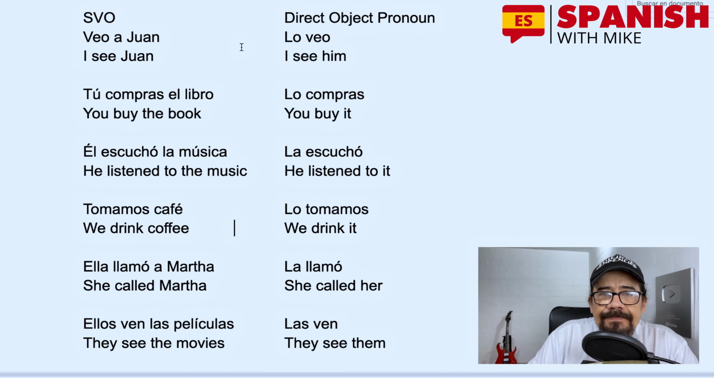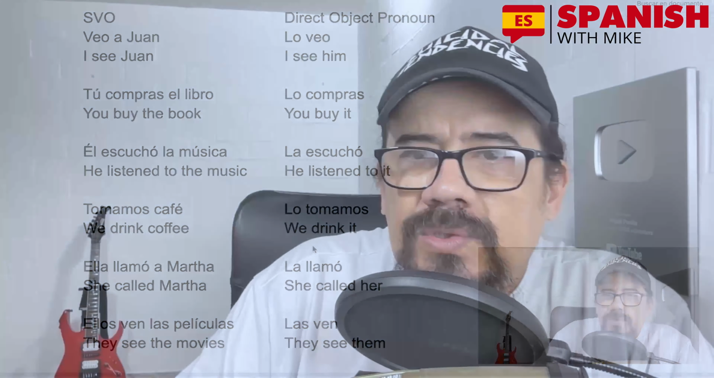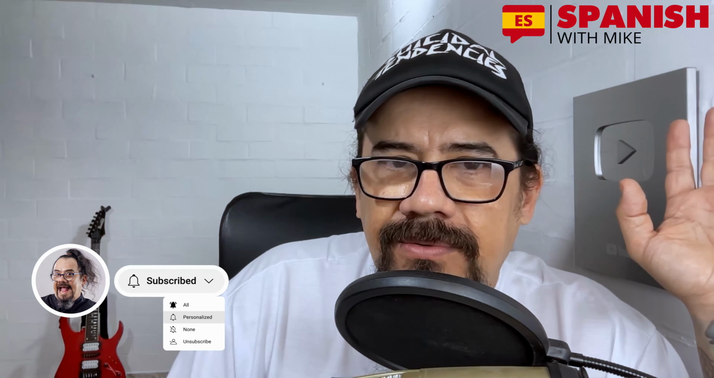So as you can see, we know that we're talking about a direct object pronoun in Spanish because it comes just right before the verb, and it's replacing the noun we're talking about. And of course, we're also dropping the pronoun, which is something that we do a lot in Spanish. So this is basically what we have as direct object pronouns. This is the first part, and it's fully understood, right?